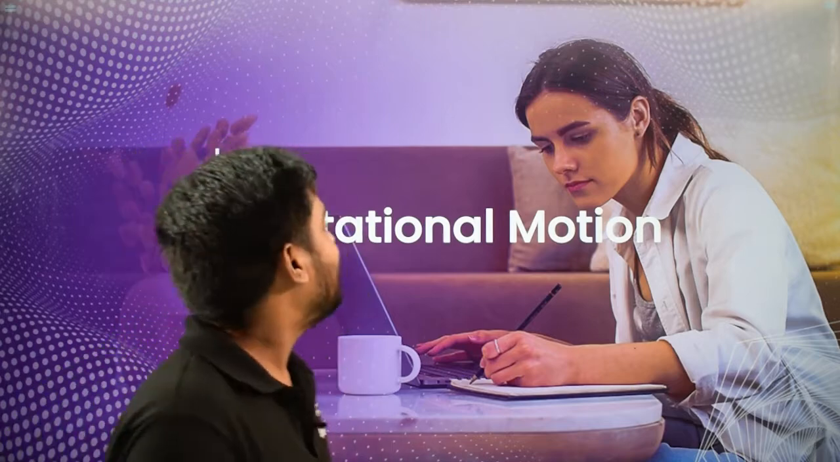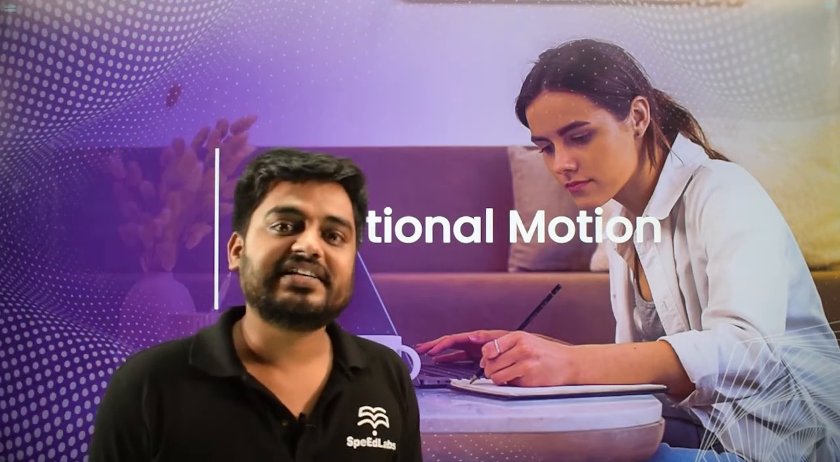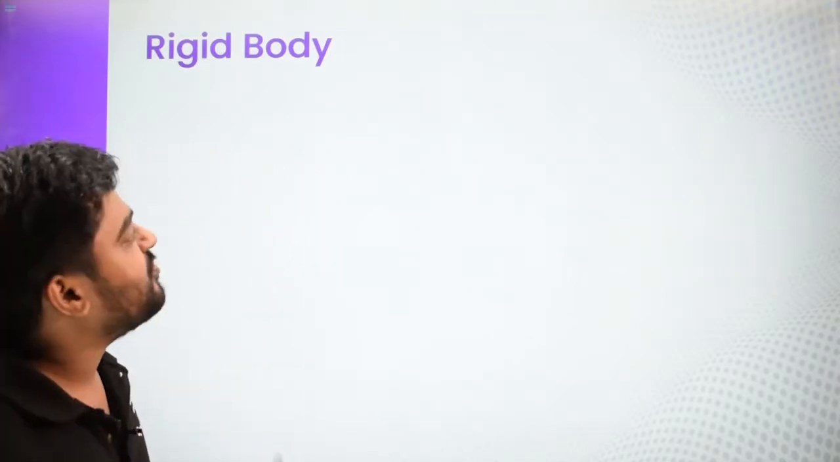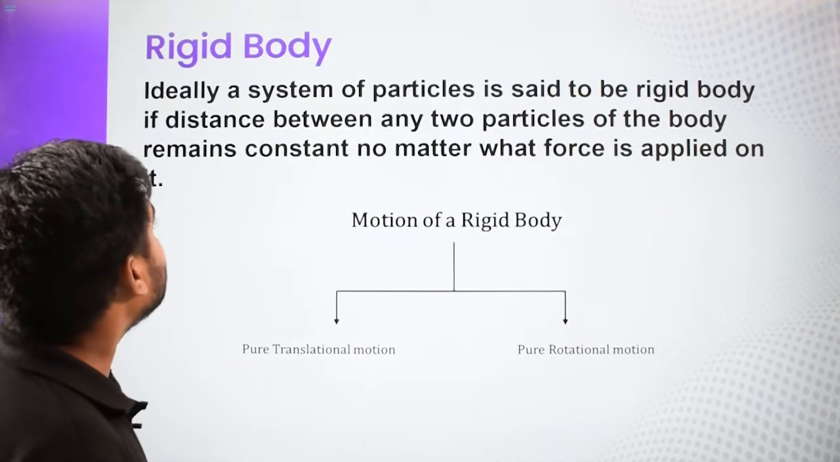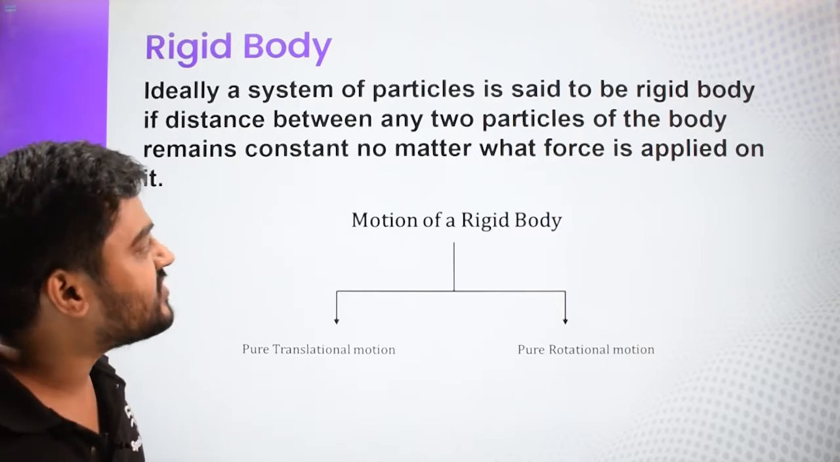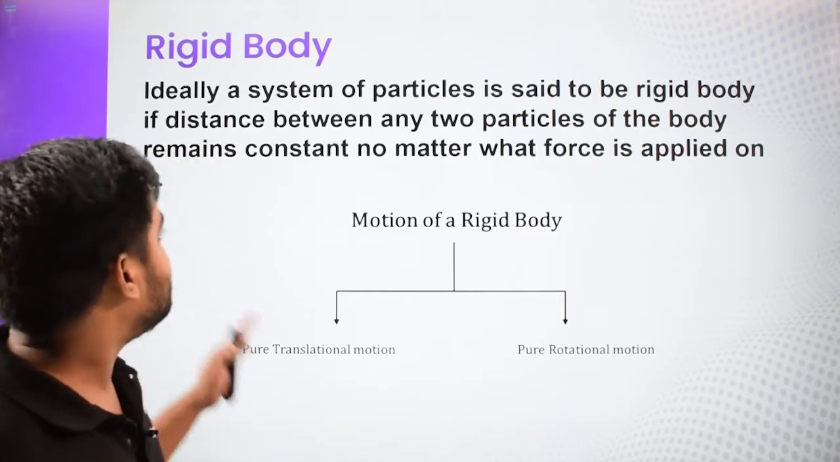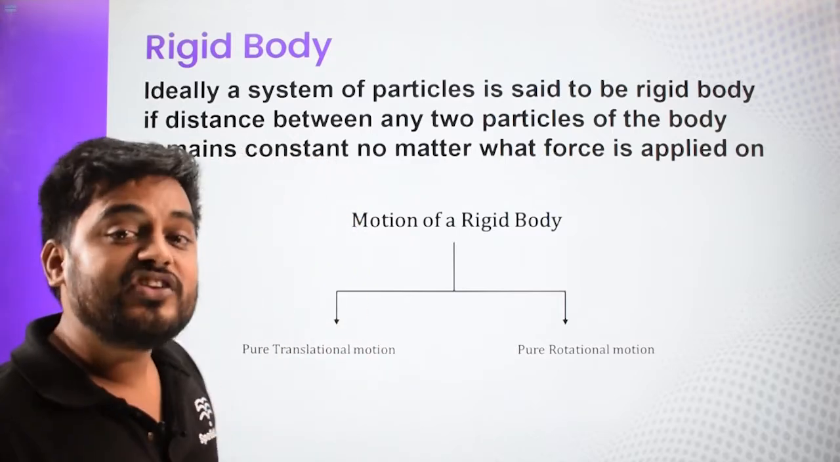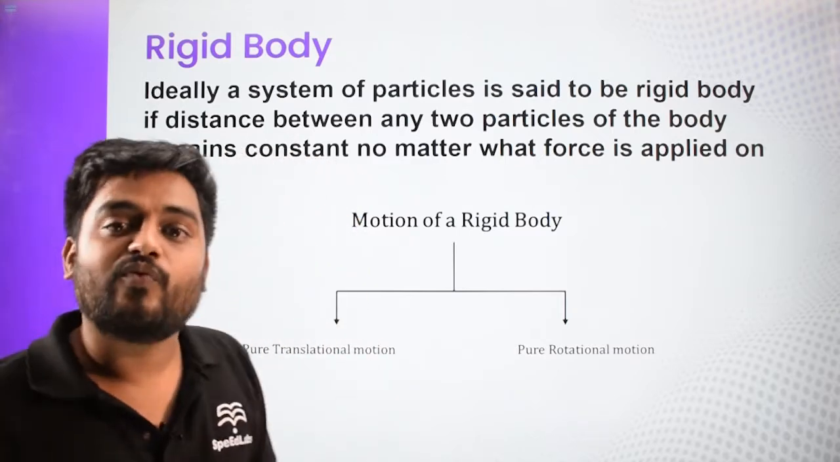Hi everyone, let us start the rotational motion, our next chapter. Before we start rotational motion, we need to talk about rigid body. So what is a rigid body? Ideally, a system of particles is said to be rigid if the distance between any two particles is not changing. It is a constant no matter what force you apply.